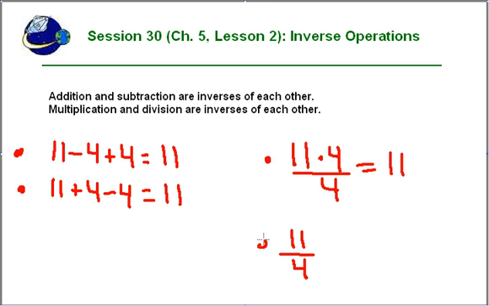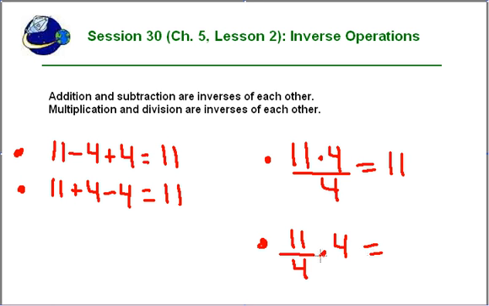In our last example here, we start off with a division problem. We have 11 divided by 4. Well, if after performing that, we turn right back around and now multiply by 4, will we get the same number, 11, that we started with? Well, the answer is yes, we will.